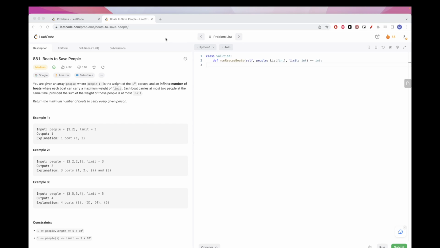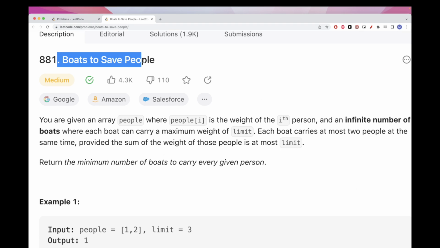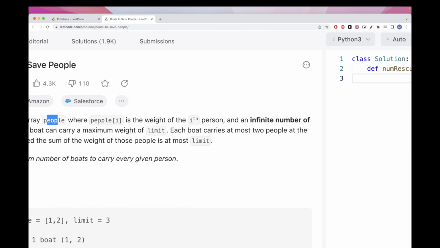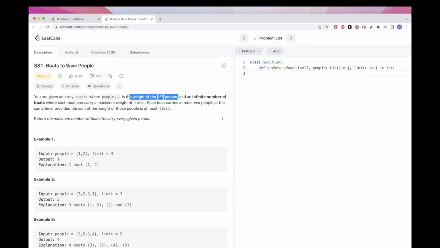Hello, so today we are going to do this problem, which is part of the Leetcode Daily Challenge, Boats to Save People. So basically we have an array of people, where people[i] is the weight of the ith person. And we have an unlimited number of boats, right?